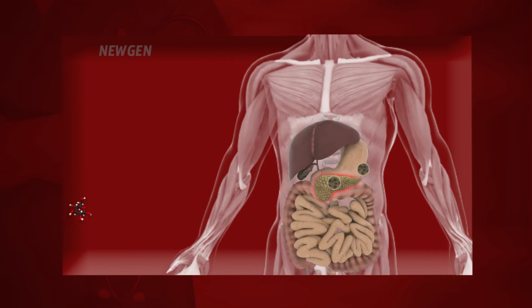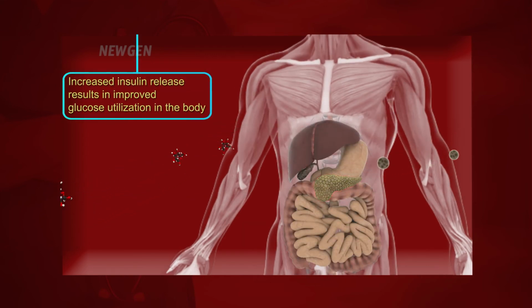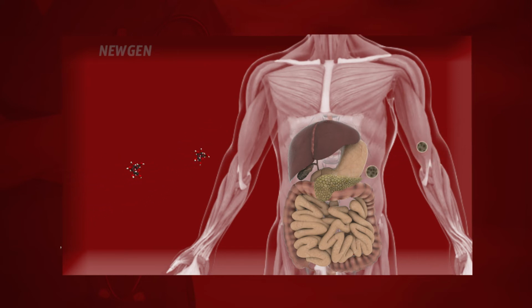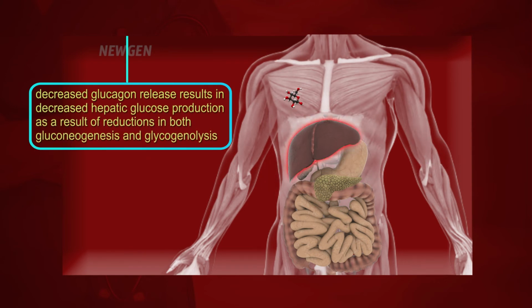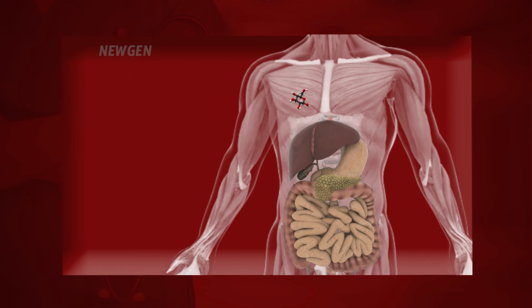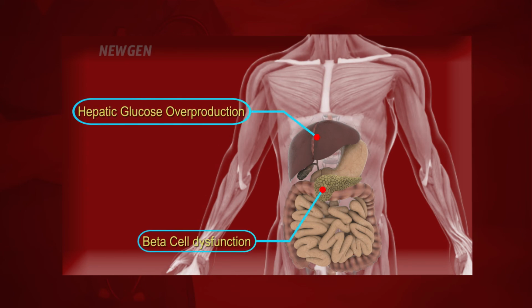Increased insulin release results in improved glucose utilization in the body. And decreased glucagon release results in decreased hepatic glucose production, as a result of reductions in both gluconeogenesis and glycogenolysis. Thus sitagliptin targets two of the major pathophysiologic defects in type 2 diabetes: beta cell dysfunction and hepatic glucose overproduction.